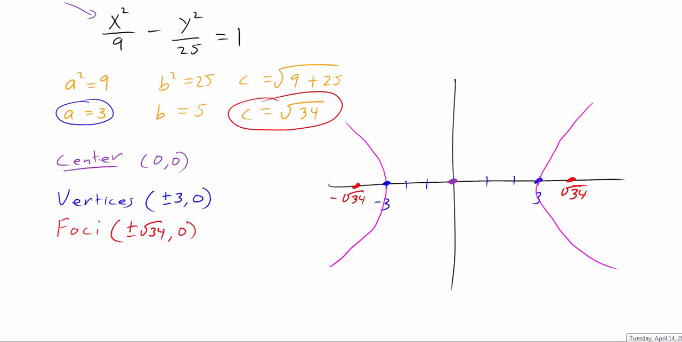Next, now that we've found the foci, we can find the asymptotes.